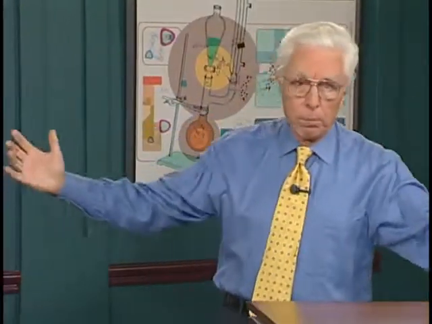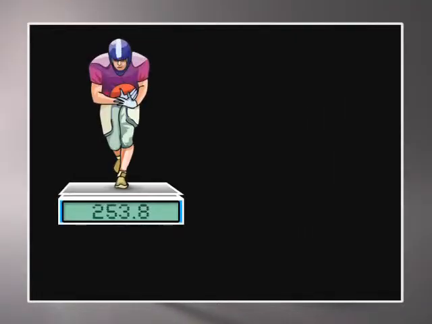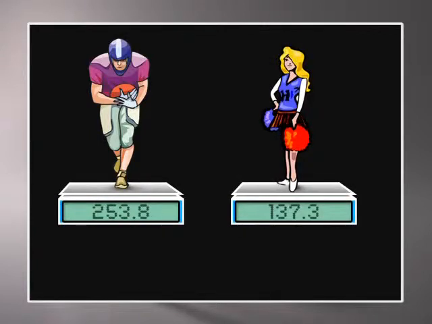Imagine in your mind a football player, a big football player, a lineman or something, and a cheerleader. The football player weighs 253.8 pounds, and the cheerleader weighs 137.3 pounds. Clearly, the football player is heavier than the cheerleader, and the ratio of their weights is 1.85 to 1. Again, the football player is a bit less than twice as heavy as the cheerleader.